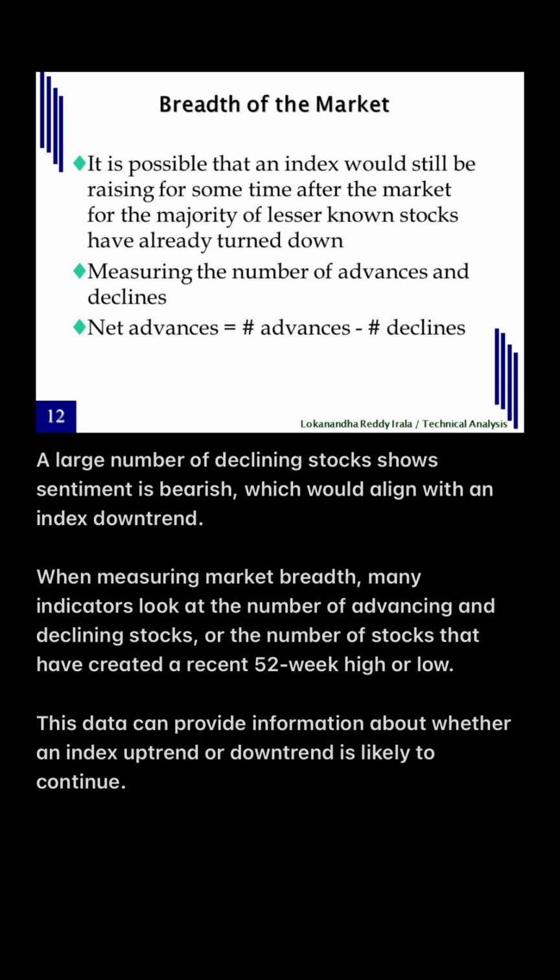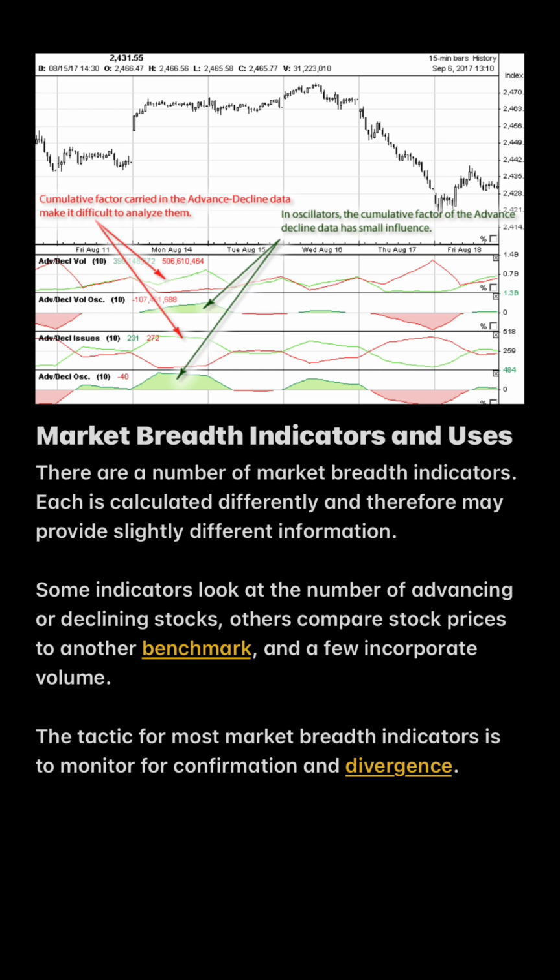When measuring market breadth, many indicators look at the number of advancing and declining stocks or the number of stocks that have created a recent 52-week high or low. This data can provide information about whether an index uptrend or downtrend is likely to continue. Now, there are a number of market breadth indicators. Each is calculated differently and therefore may provide slightly different information. Some indicators look for the number of advancing or declining stocks, others compare stock prices to another benchmark, and a few incorporate volume. The tactic for most market breadth indicators is to monitor for confirmation and divergence.